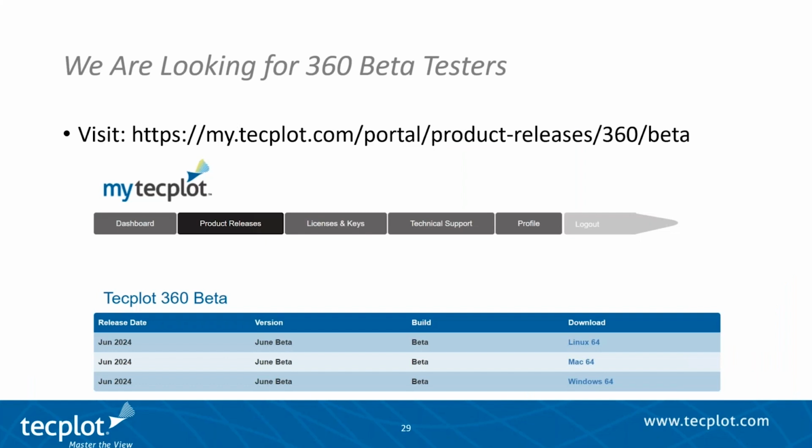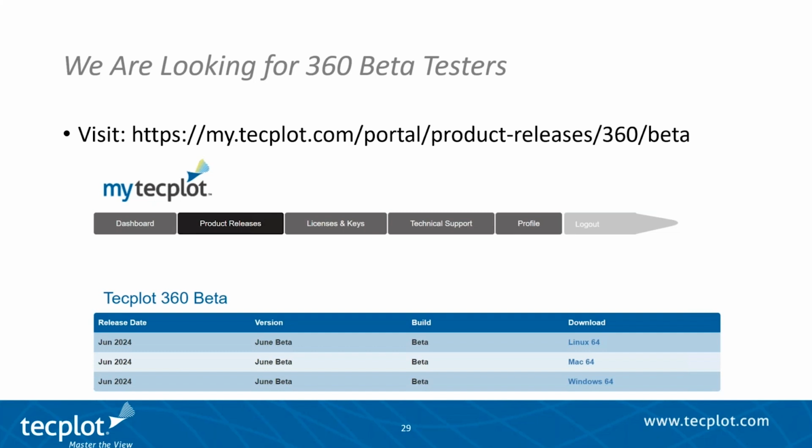So with that, we're looking for beta testers. What's available currently is on mytecplot.com. You do need a Tecplot portal account to access this beta. If you don't have a portal account, you can certainly ask for one. Contact our support staff or our sales staff to get a hold of one, or your internal IT resource who is responsible for downloading Tecplot 360.